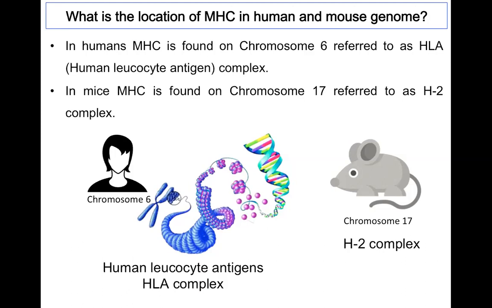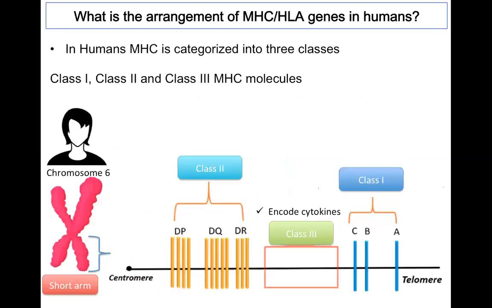In humans, the MHC is found on chromosome number 6 and is referred to as HLA, the human leukocyte antigen complex. And in mice, the MHC is found on chromosome number 17 and is referred to as the H2 complex. The reason is just to distinguish between human and mouse, so we gave the name H2 complex in the case of the mouse. Next we will see the arrangement of MHC and HLA genes in humans.